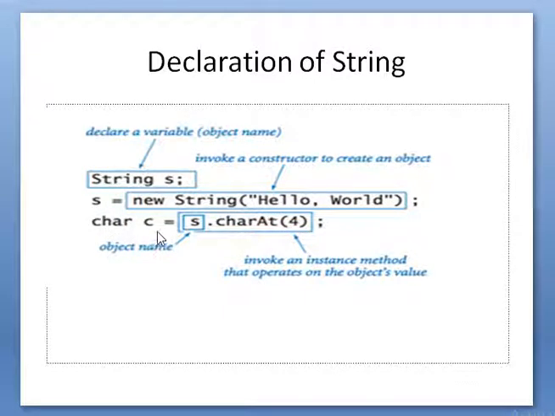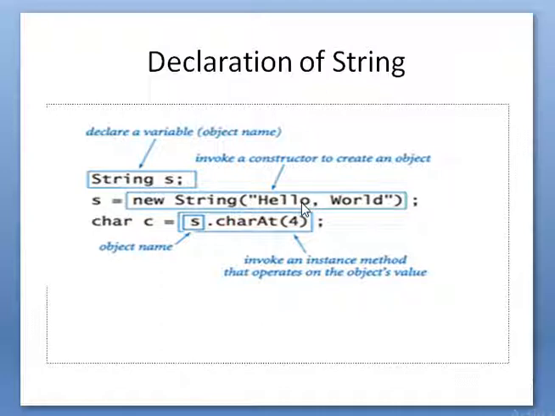Now character c is assigned with s.charAt. So this method is used to find a particular character at a particular index. For example, I stored "hello, world". So this is a complete string that we store into this s reference variable. If I want to know the character at index number 4, look here: 0, 1, 2, 3, 4. So at index number 4 we have character o.